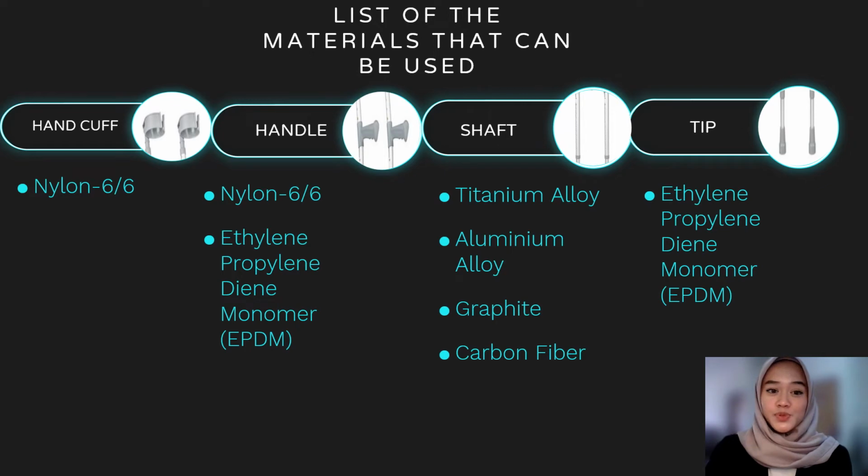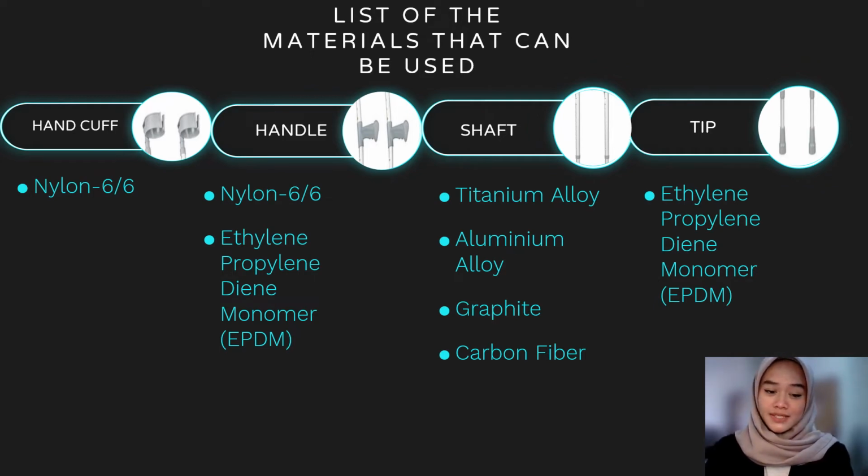To ensure that the product to be produced is of high quality and durable, the material to be used must be selected according to its good characteristics. Crutches can be made of a wide variety of materials. Common crutches are divided into 4 types of components, which are the handcuff, the handle, the shaft, and the crutch tip.